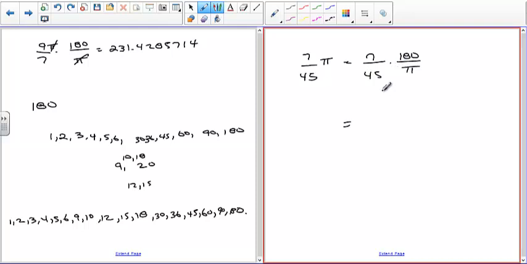But 180 divided by 45, let's divide that. 180 divided by 45 is 4. Oh yeah, what we were doing here, this is 7 pi over 45. So those cancel out. So if you simplify this, this is 4, so you get 28 degrees. So 28 degrees is 7 pi over 45. Okay.